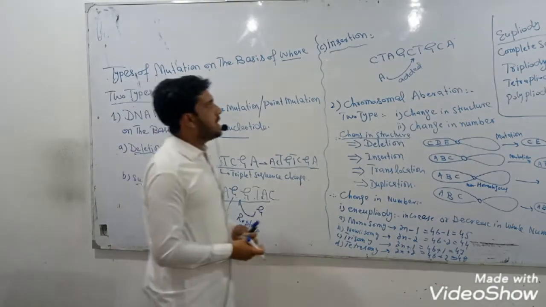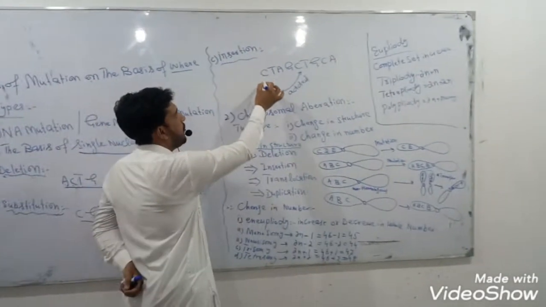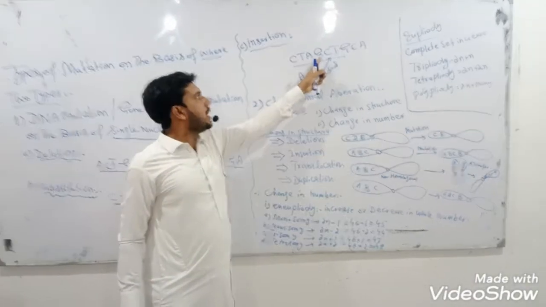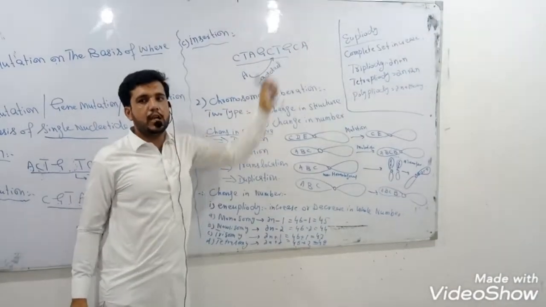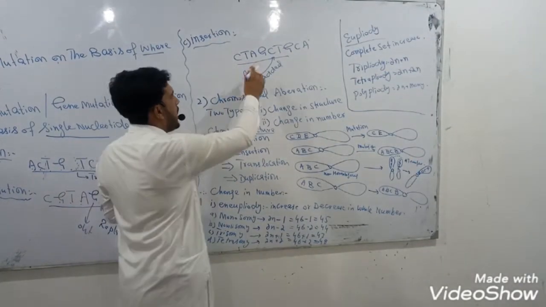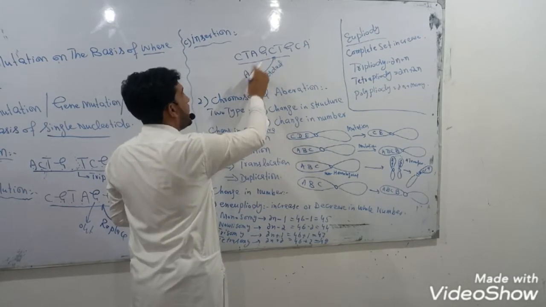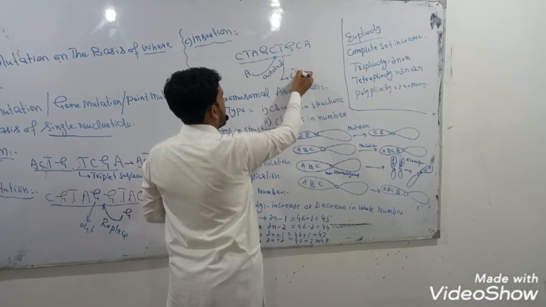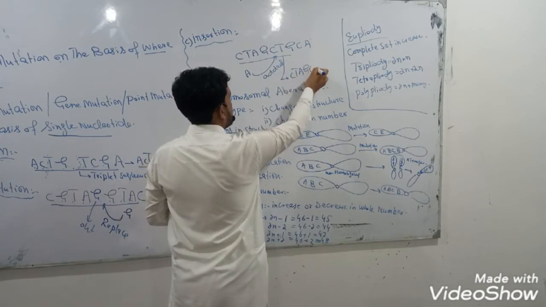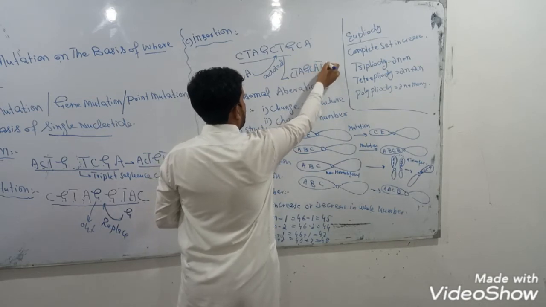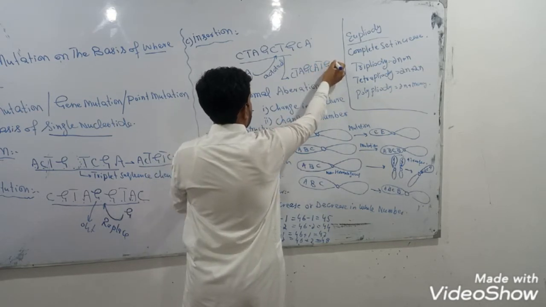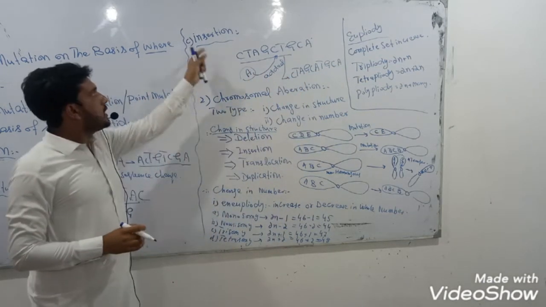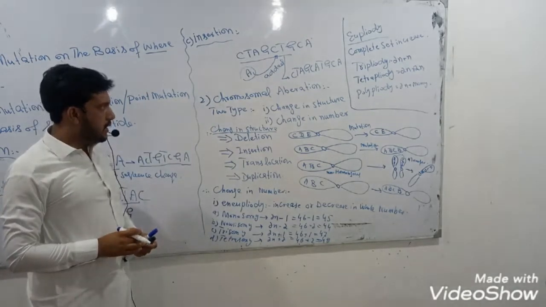The third one is the insertion. For example, if we have a sequence of cytosine, thymine, adenine, guanine, cytosine, thymine, guanine, cytosine, and adenine. If another base is added to this sequence, it becomes cytosine, thymine, adenine, guanine, cytosine, adenine, thymine, cytosine, guanine, and cytosine and adenine. An extra one is added to this sequence. This type of mutation is called insertion.